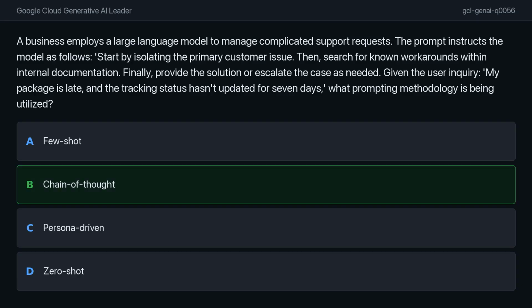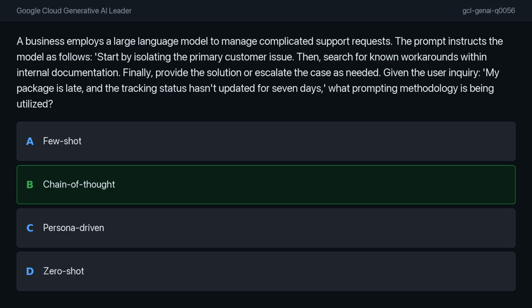In my view, the correct answer is option B, chain of thought. This approach is characterized by explicitly telling the model to follow a step-by-step logical process, which is exactly what we see here. Isolate the issue, search for workarounds, and then provide a solution or escalate. This structured reasoning guides the model through a sequence of actions, rather than just generating a single response based on pattern matching alone. Let's look at why the other options are incorrect.